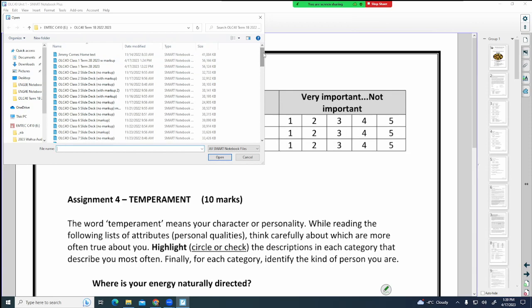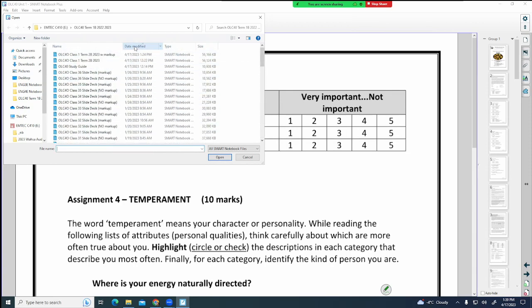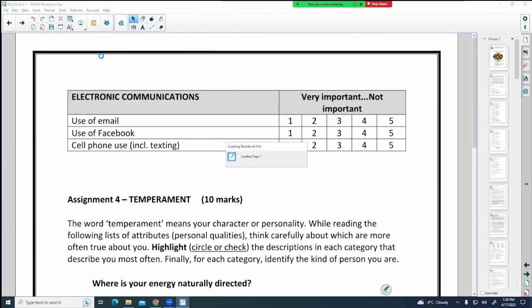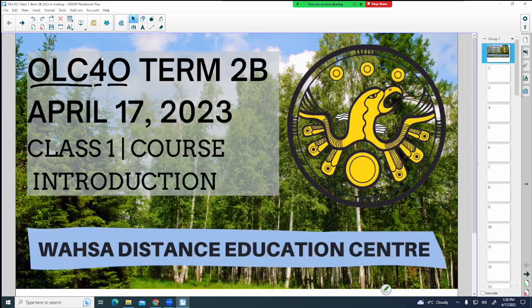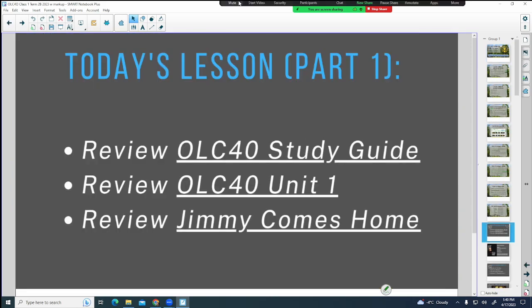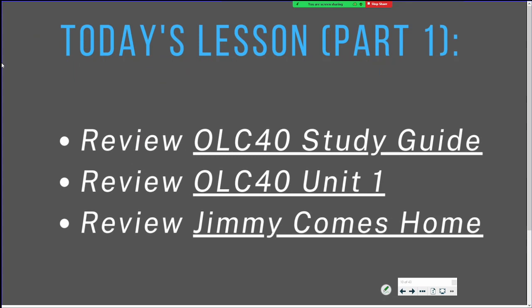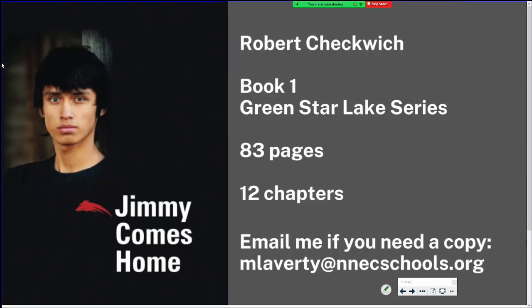All right. Yeah, a lot to go over in the first course, but let's just get right back into our slide deck. We've only got about 10-15 minutes to go here, but that's okay. Right, so we covered the study guide, we looked at Unit 1, and now we can talk a little bit about the novel, right?